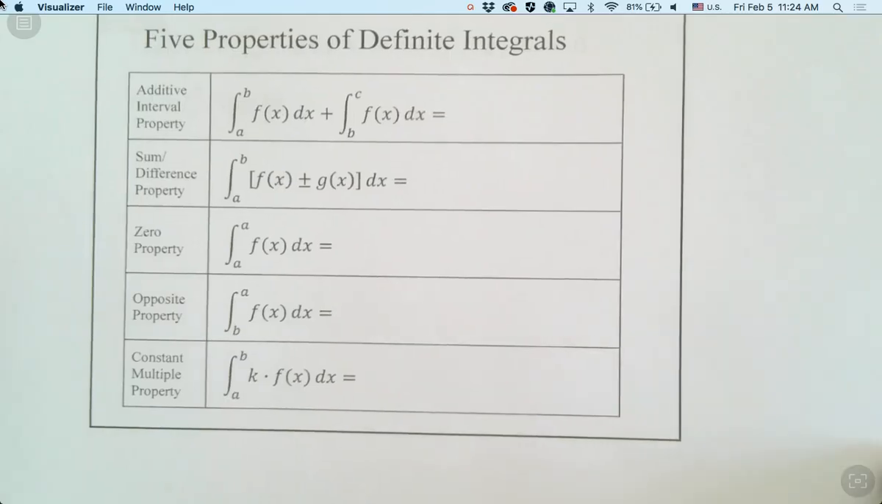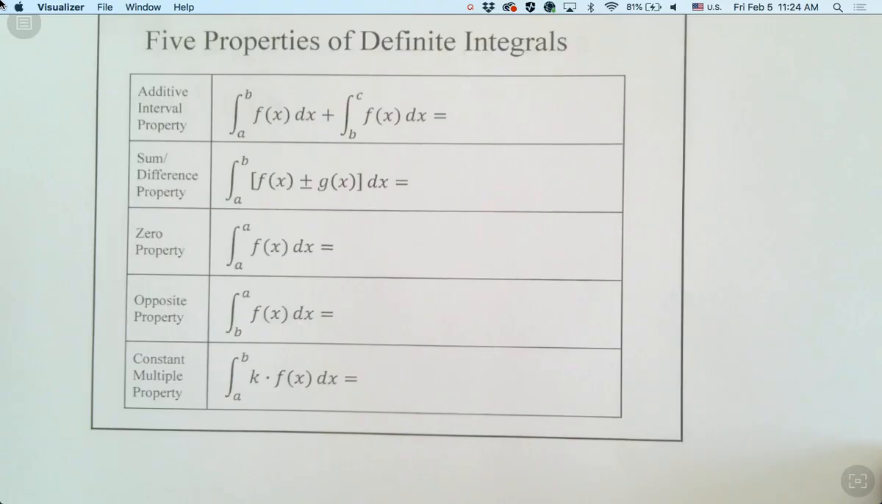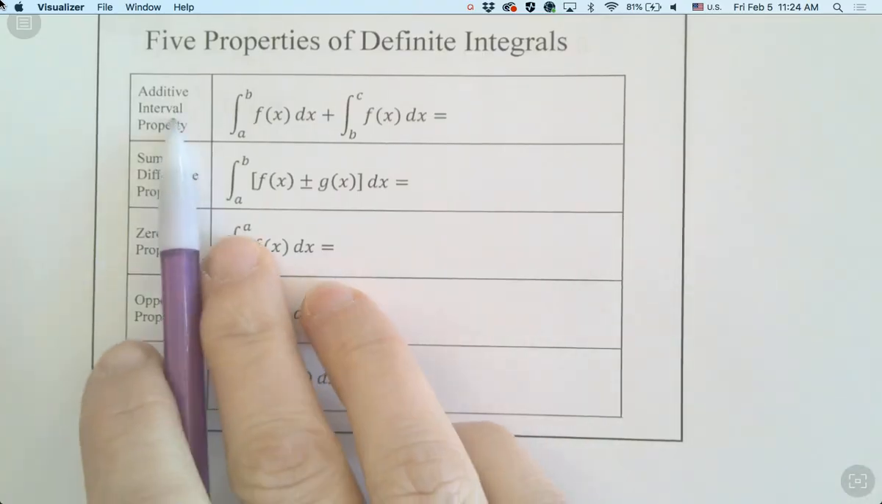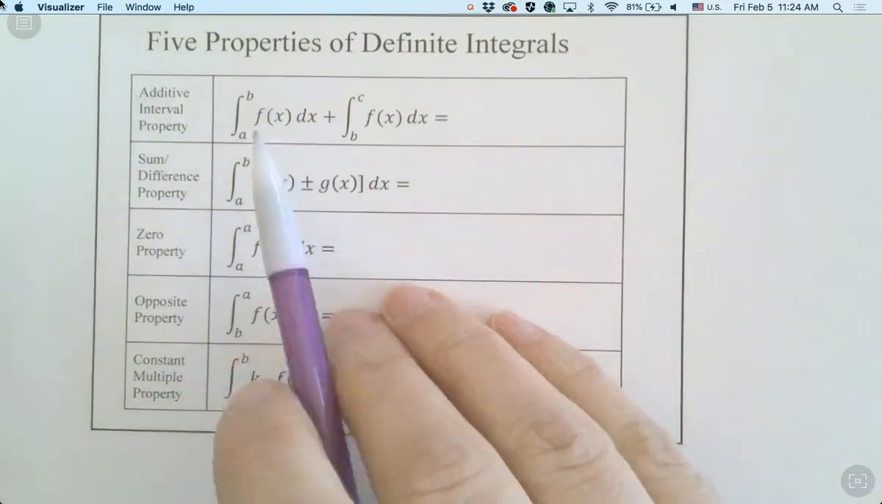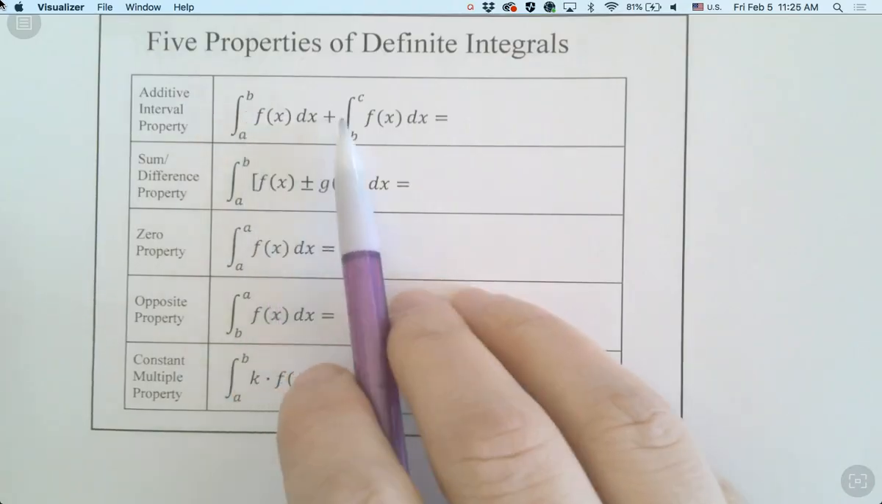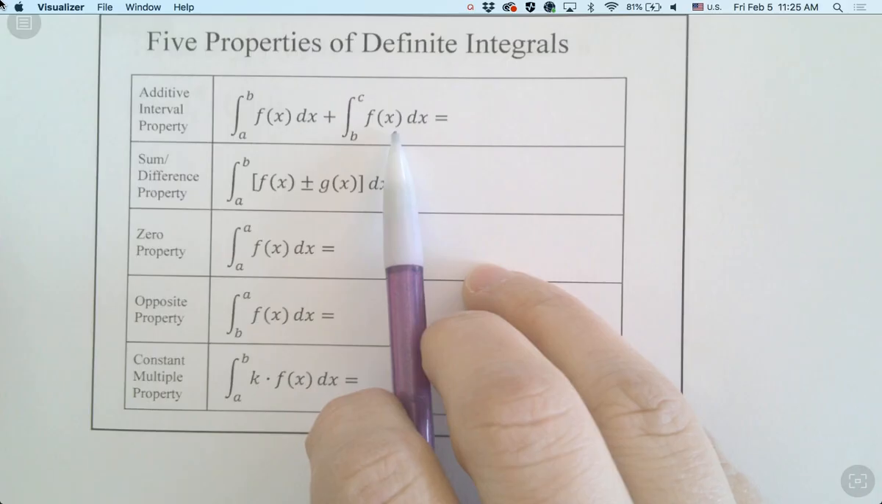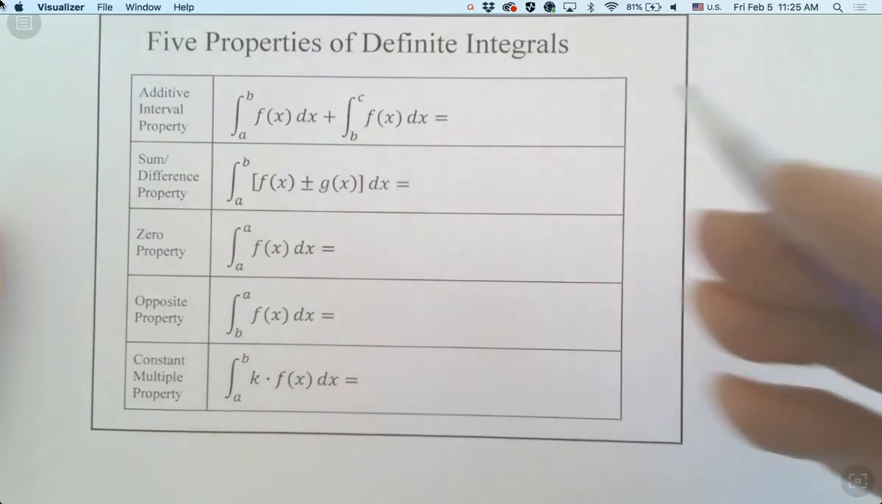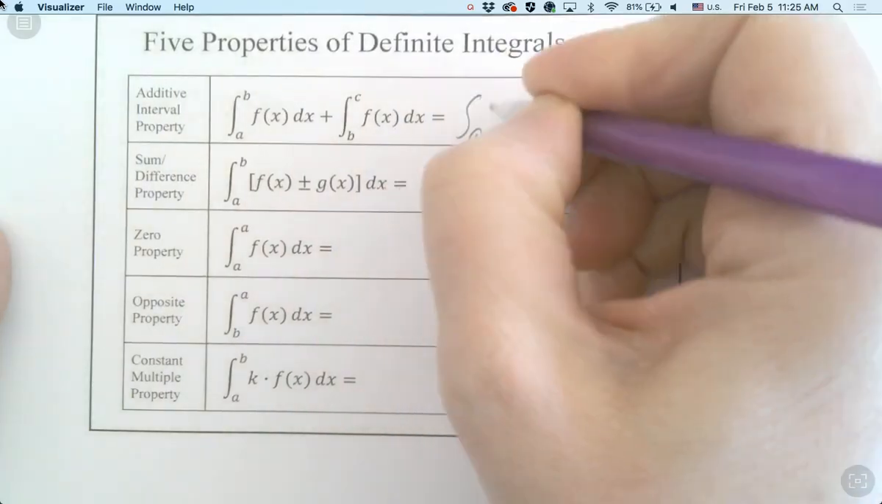Okay, there's 5 properties of definite integrals we're going to talk about. The first one is called your additive interval property. So it says that if you are doing the integral from a to b of f plus b to c, that's the same thing as going from a all the way over to c. So you can just call this integral from a to c.